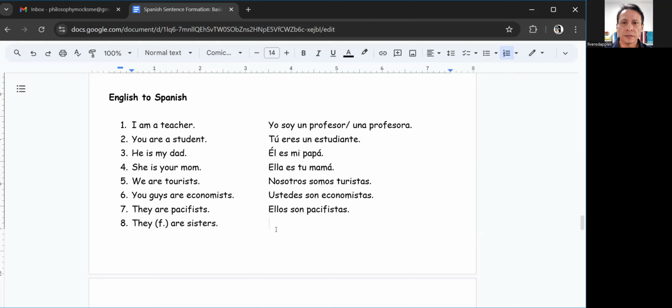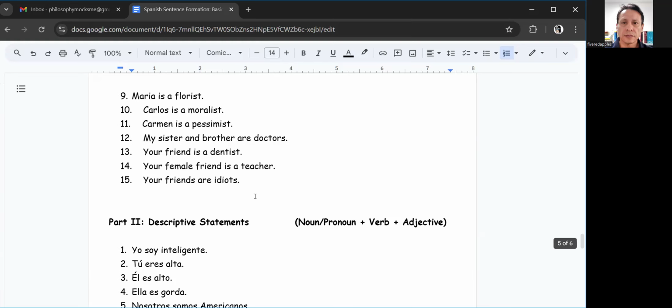They are sisters. Ellas, same verb ending or same verb conjugation, son. Do you remember sisters? Hermanas. Ellas son hermanas. More. Okay.